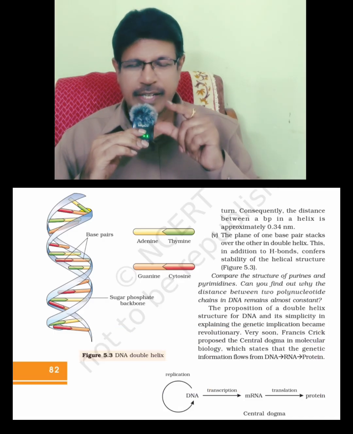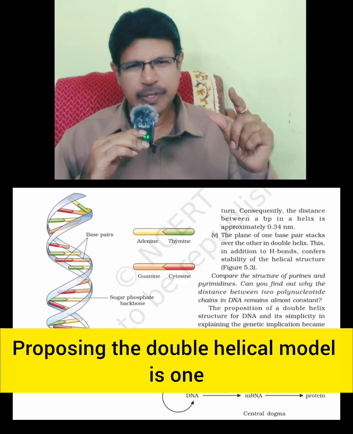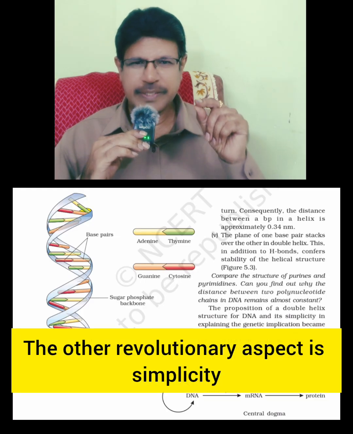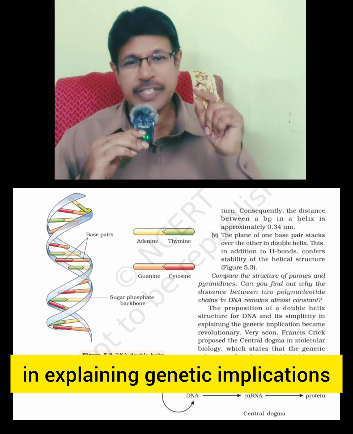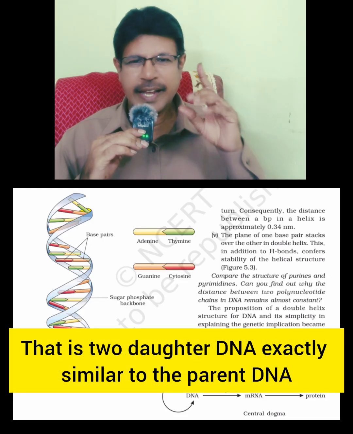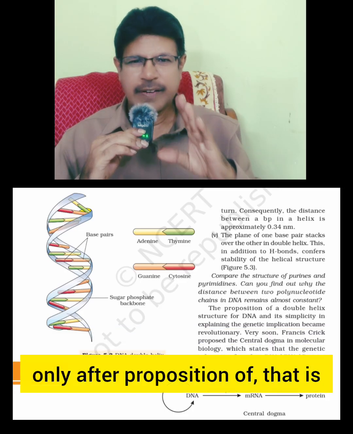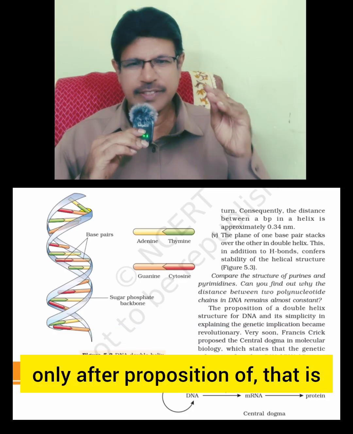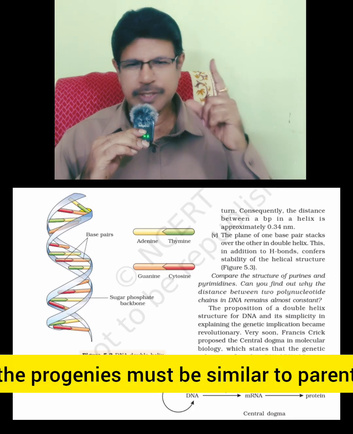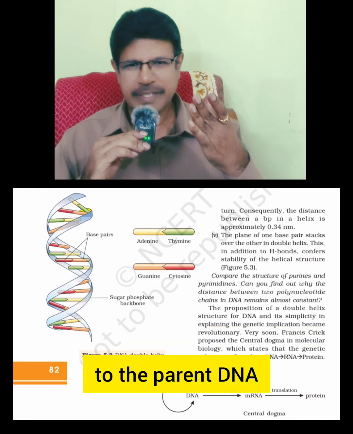Next, the revolutionary aspect in case of DNA. Proposing the double helical model is one of the revolutionary aspects. The other revolutionary aspect is simplicity in explaining genetic implications. That is, two daughter DNAs exactly similar to the parent DNA, only after the proposition of replication of DNA. Because according to Mendel, the progenies must be similar to the parent. Here also two daughter DNAs are exactly similar to the parent DNA.